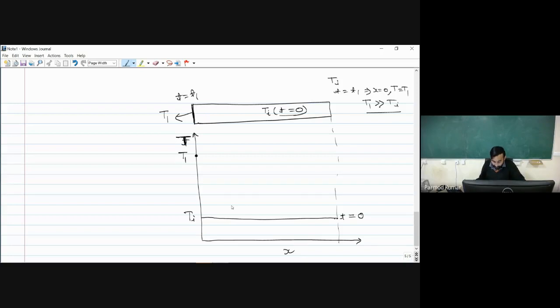Okay, because we are having over here the conduction effect also, obviously temperature information will be rapidly propagating into the rod, towards the right side. So say I am taking that this is my temperature profile at time t equal to t1. This point is correct.